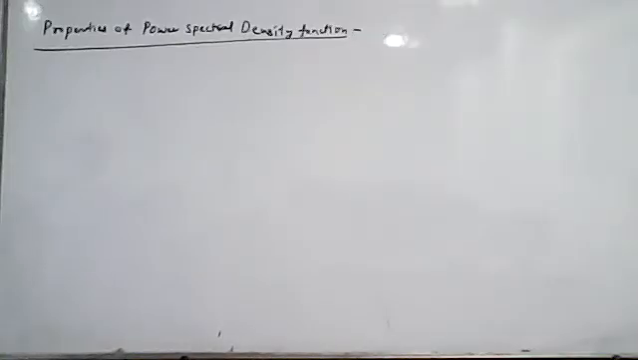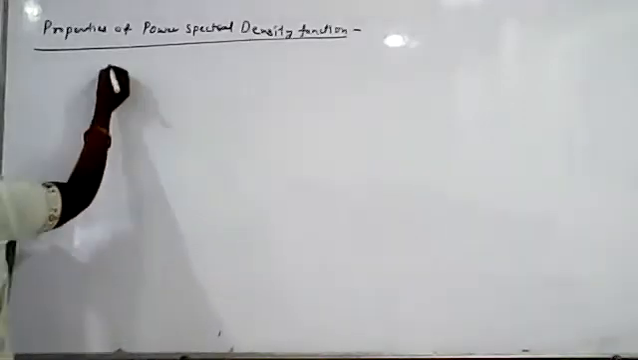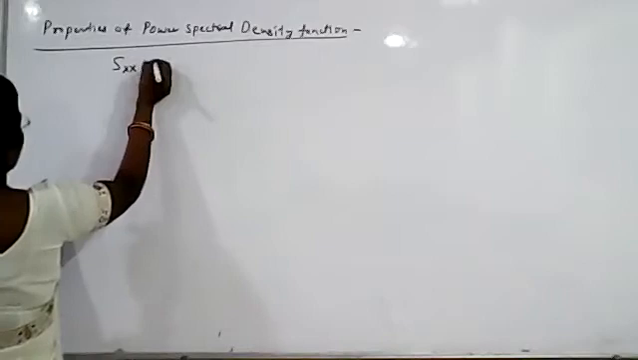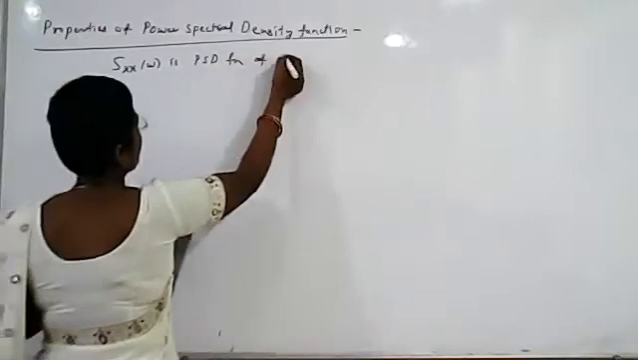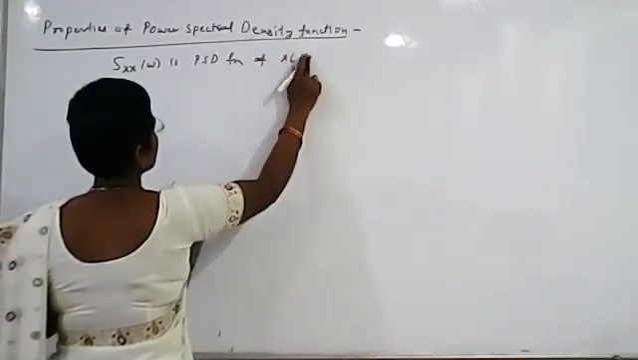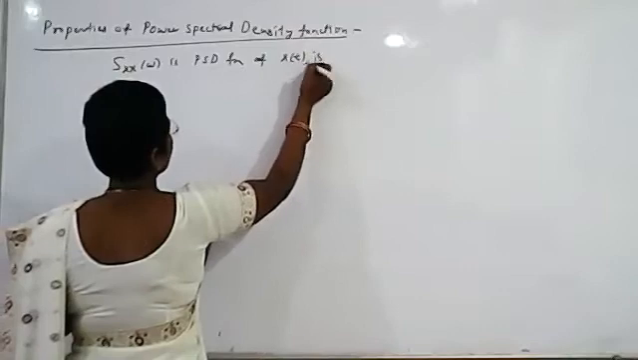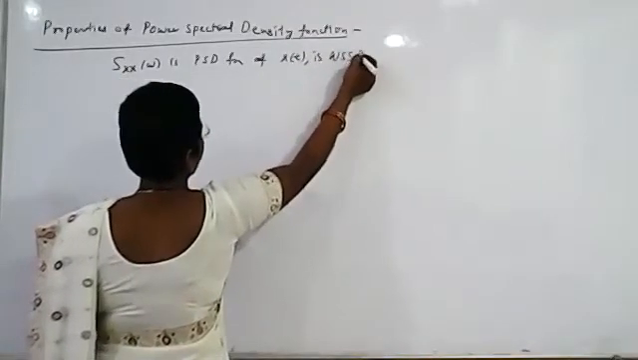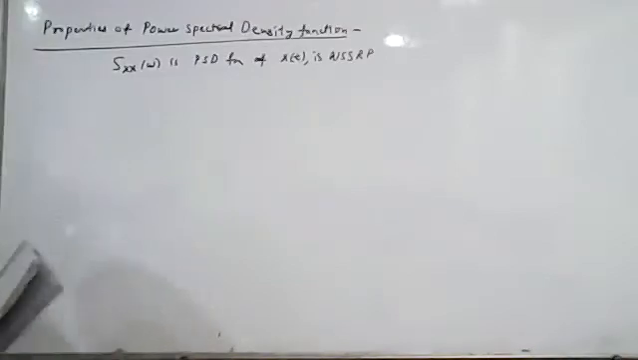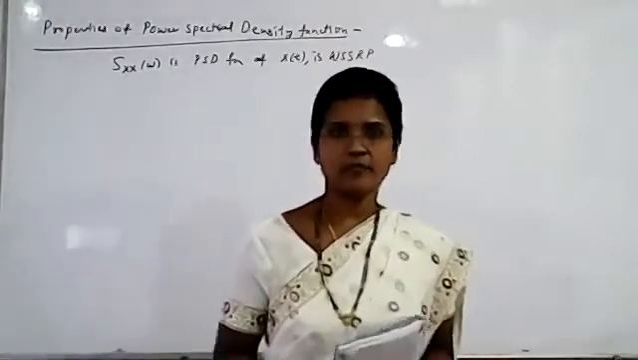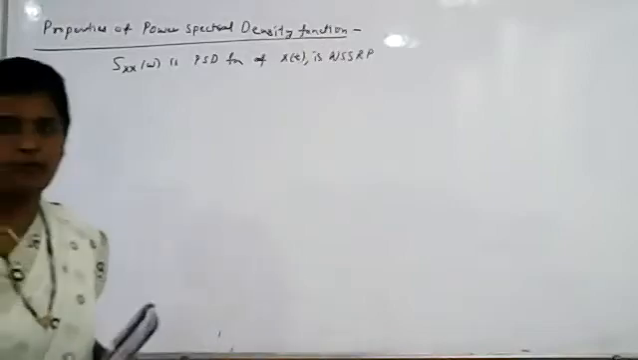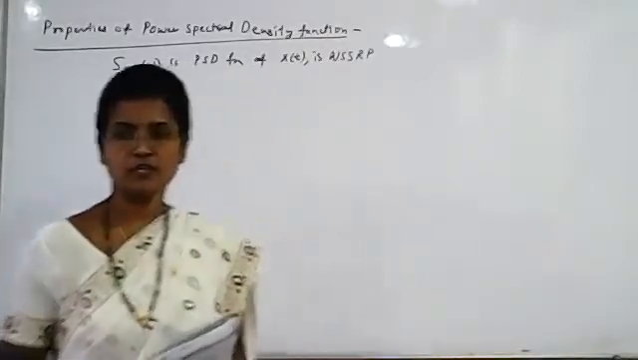Properties of power spectral density function. Here we have considered that Sxx of omega is the power spectral density function of x of t, which is a wide-sense stationary random process. Now we'll discuss the properties of the power spectral density function.